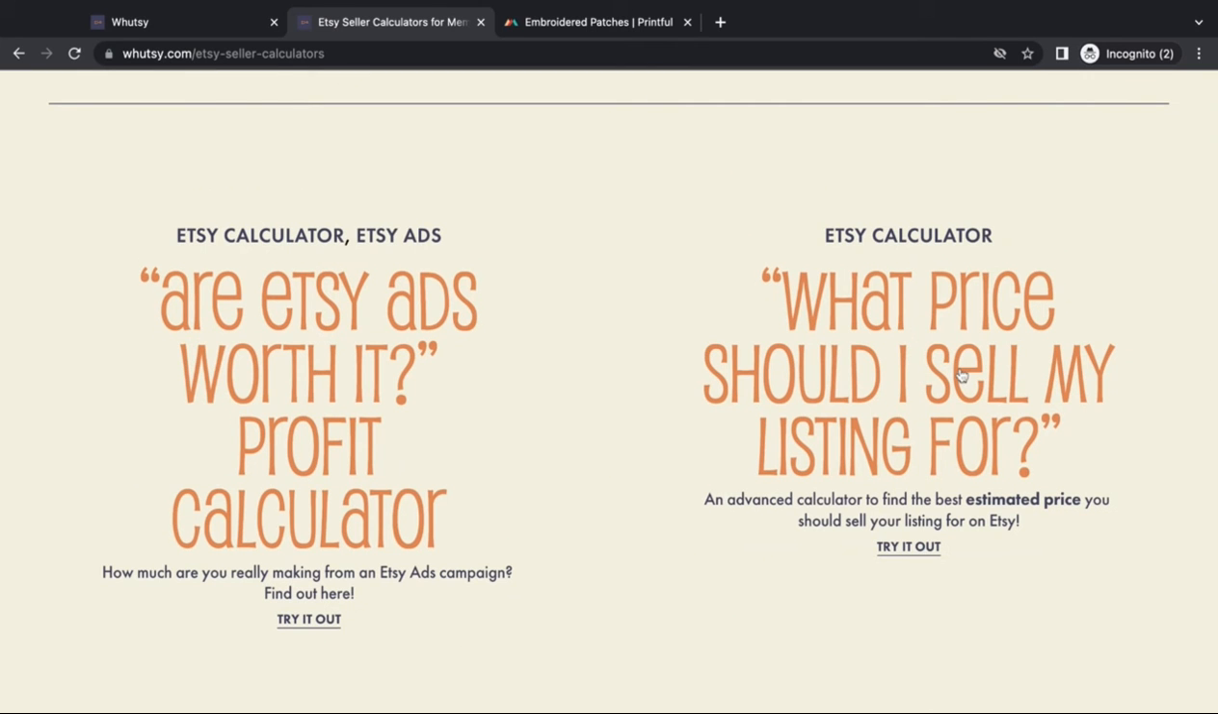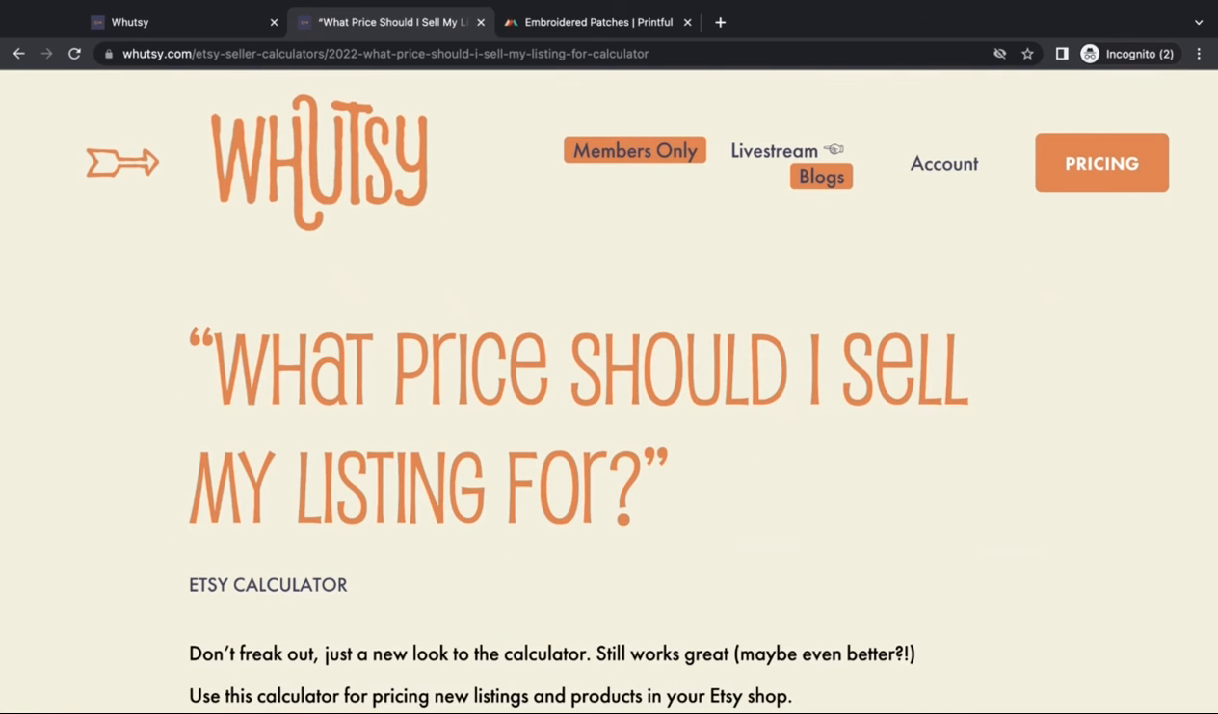So I'll show you first the "What should I sell my listing for?" calculator. This is the one that I use all the time. If I'm making a custom listing for a customer, if I'm adding a new product to my store, if I see Printful put out a new product, I use this calculator to find out, should I sell this? What should I sell this for?